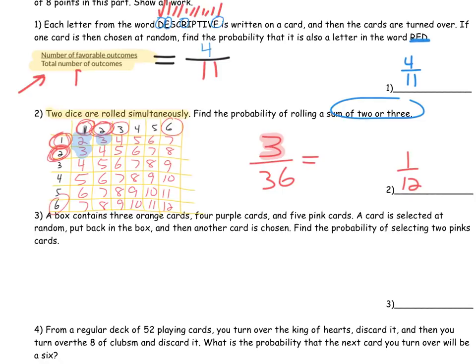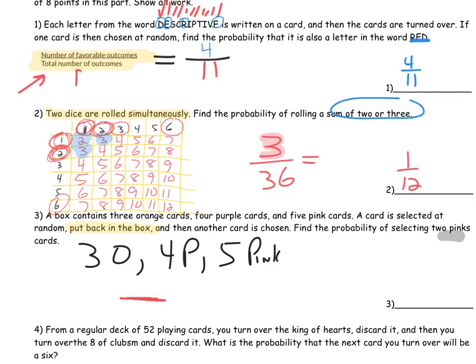Number 3, you have a box containing 3 orange, 4 purple, and 5 pink cards. A card is selected at random, put back in the box, and then another card is chosen. Find the probability of selecting 2 pink cards. What we're going to do is break this up into 2 picks, pick 1 and pick 2. Remember, each probability is favorable over total. So the probability of getting a pink on the first pick, well, the total number of outcomes, there's 3 plus 4 plus 5, or 12 total outcomes. So that's going to be my denominator.